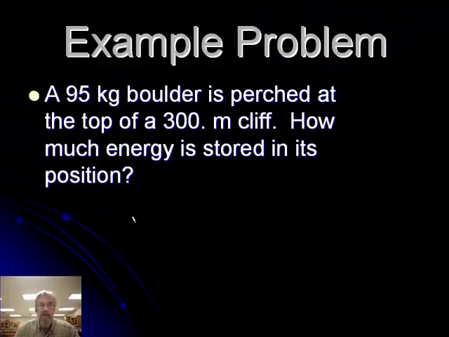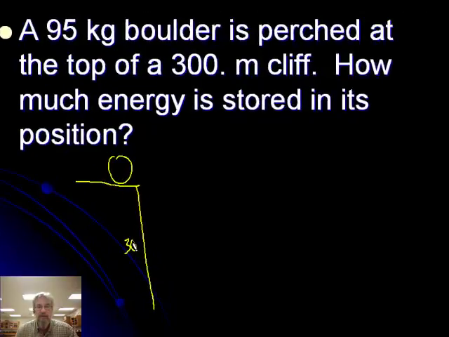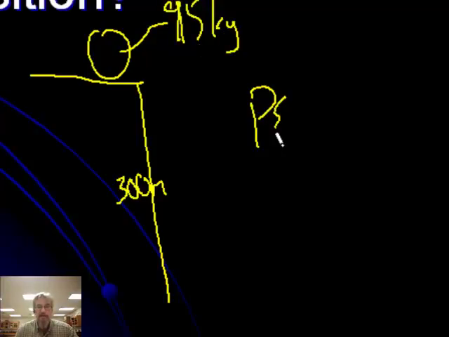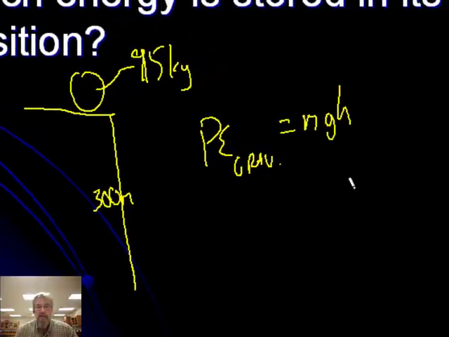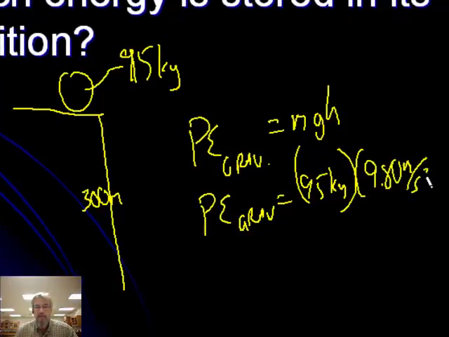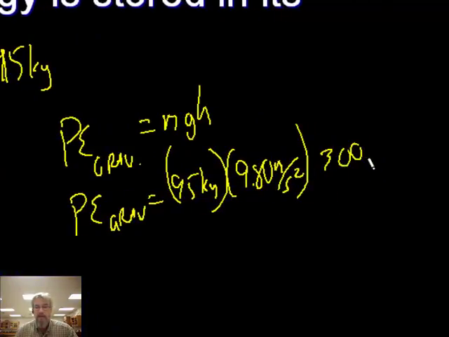Here's an example problem. We have a 95 kilogram boulder perched at the top of a 300-meter cliff. How much energy is stored in its position? Well, since this thing has a mass of 95 kilograms, and since gravitational potential energy is equal to mgh, we can easily quantify this. Mass 95 kilograms, g 9.80 meters per second squared, and the height here is 300 meters. Well, this is a lot of energy.